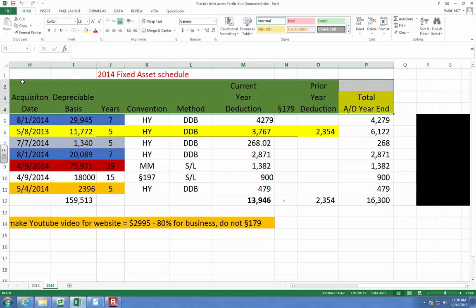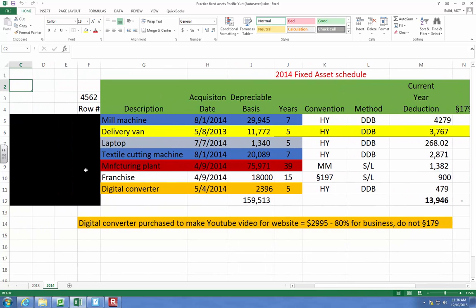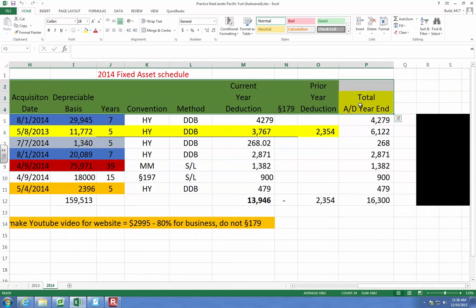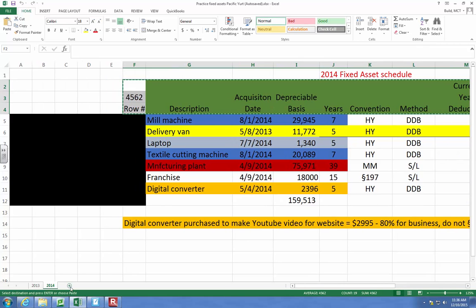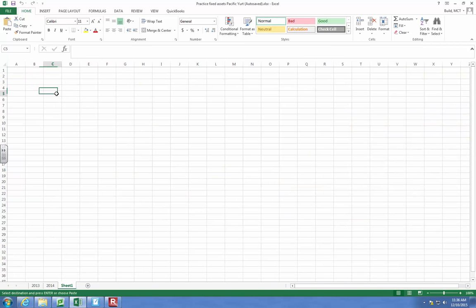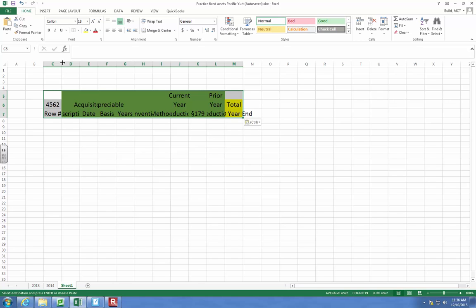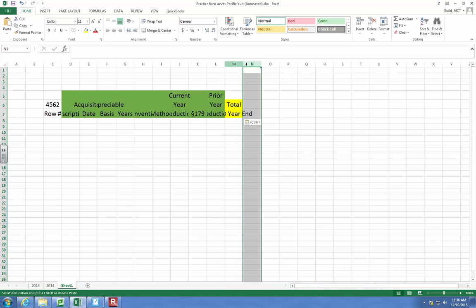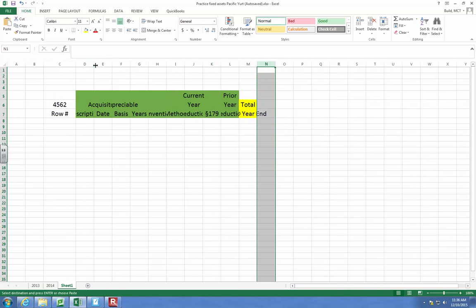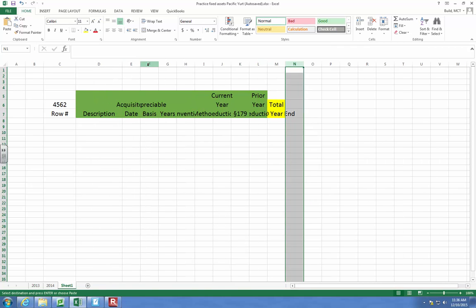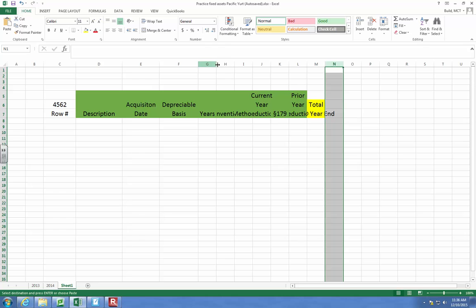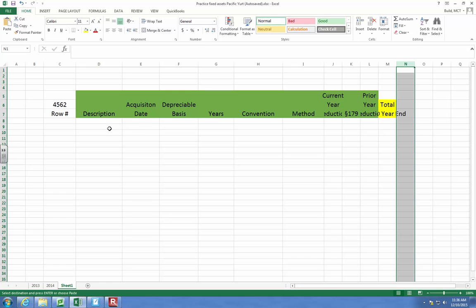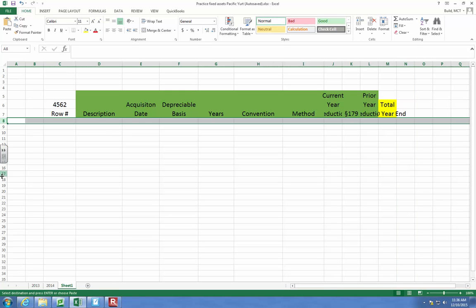Okay, so what I'd asked you to do was to copy over the headings from the Pacific Yurt project we worked on, right? So highlight it all, copy, go to a new sheet, and paste. And I'm going to give you some assets, and then I'd like you to do basically what we did last on the Pacific Yurt one. So let's get this blown up a little bit so you can see them.